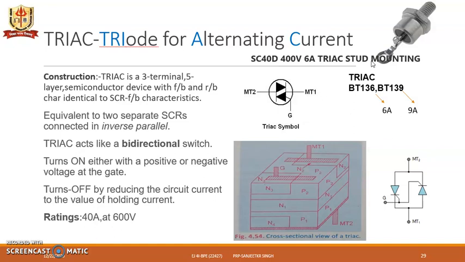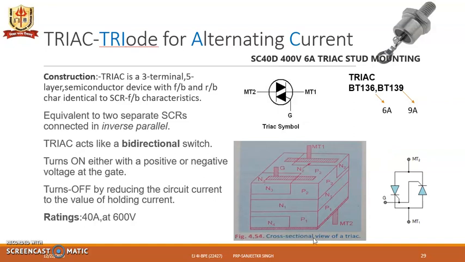For example, here we have one image of a stud mounted TRIAC, that is SC40D, from one of the companies, with 400 volt rating and 6 ampere current. And another we have here, BT136, where the last digit 6 represents the current rating. Similarly, in BT139, 9 ampere current.